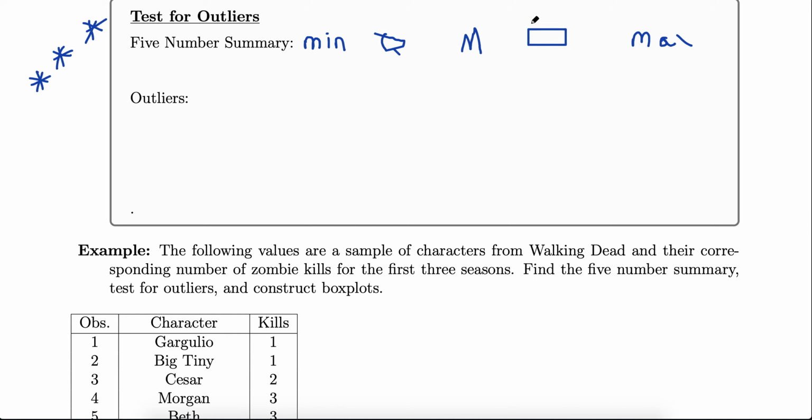And then divide the upper half in half again. And that's our Q3.